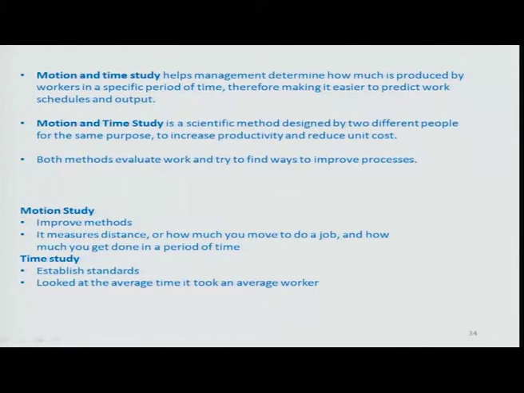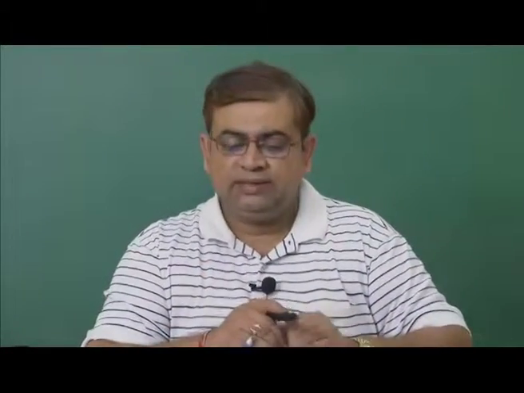So, if we look at what the advantages are, obviously both help to manage and determine how much is produced by the workers in a specific period of time. It makes it easier to predict the work schedules and output. If I am aware of what goes on down to almost the most minuscule scale, I would be very well equipped to have thorough control down to that scale, even of one independent task which gets carried out to perform the whole task. And so, the better the splitting up of all these tasks in a time scale or in a motion scale, the better it is for the management and control of such tasks.